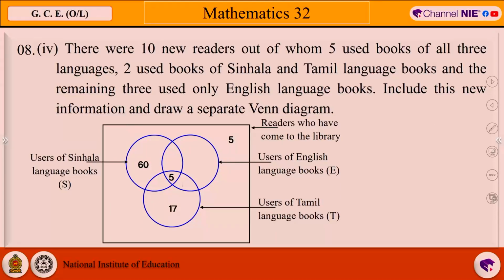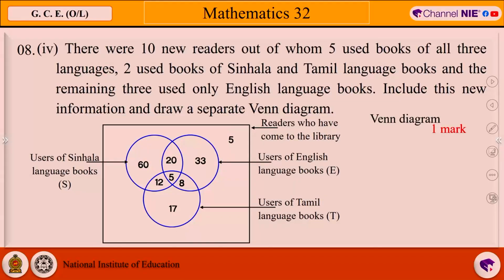Earlier also you had this 60, 17, 8, 20, then 10. What will happen to 10? It will become 12. Then here in this region, earlier it was 30 and now it will become 33. Likewise, this will be the new Venn diagram. I think it is clear for you.